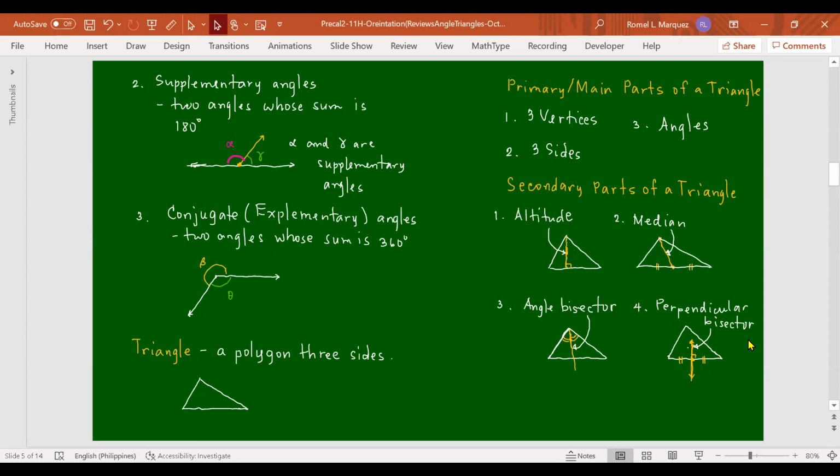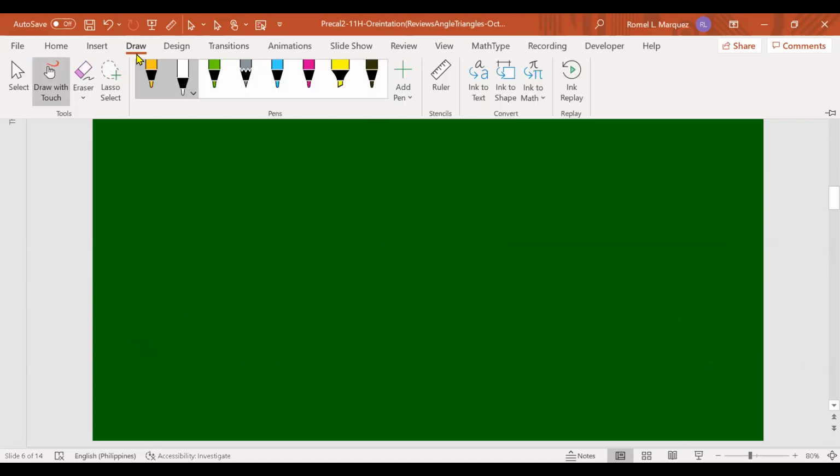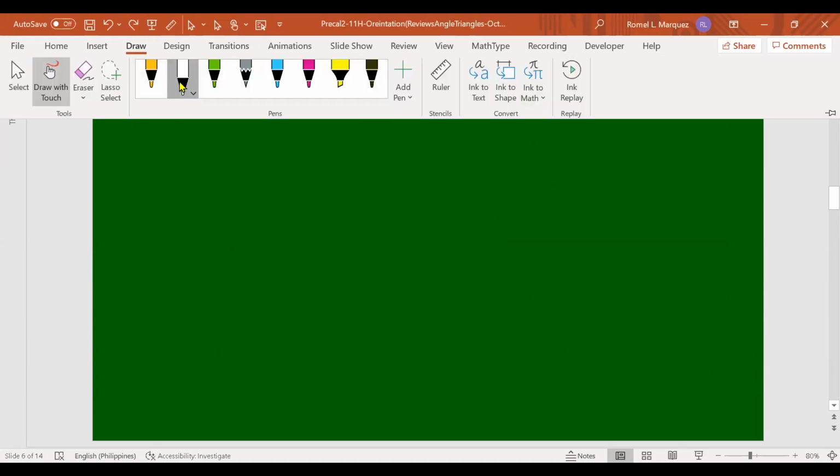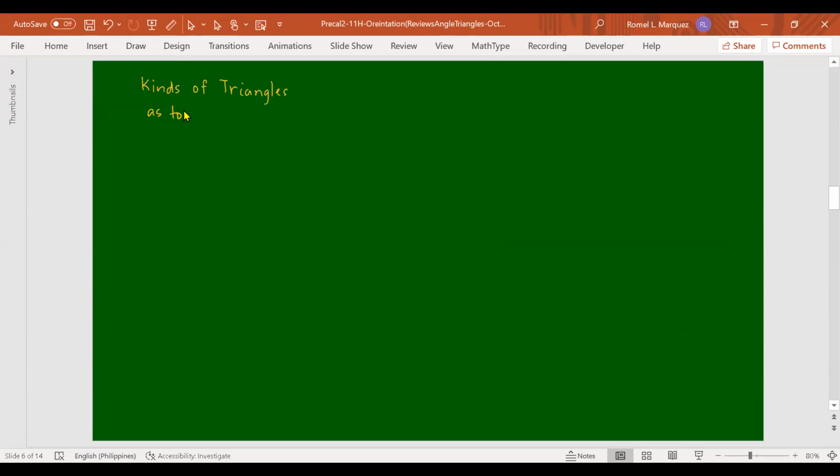Now, what are the kinds of triangles? According to sides, you can classify triangles according to sides. So we're going to run out of time already. What are the kinds of triangles according to sides? Kinds of triangles, guys. What are they, guys?